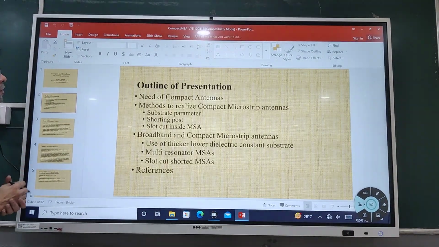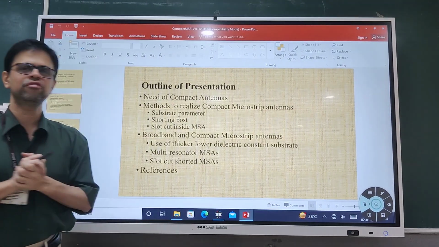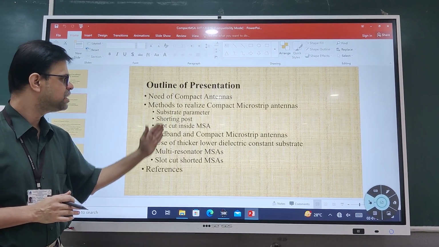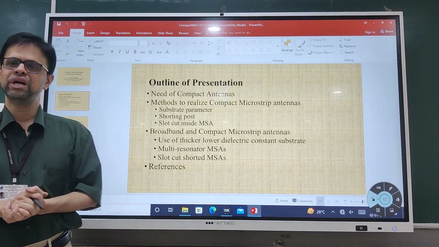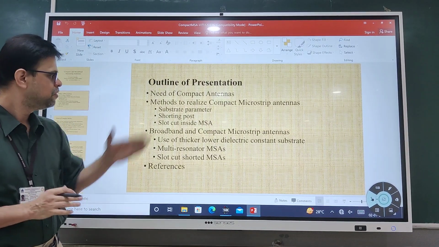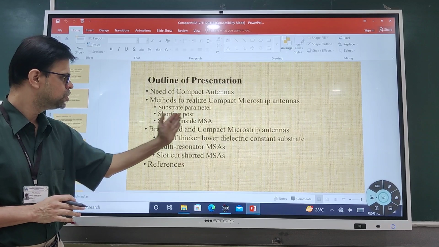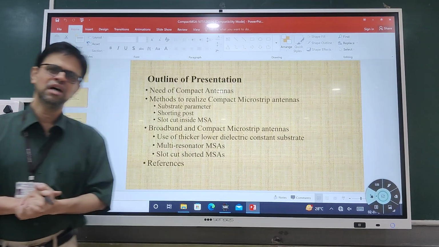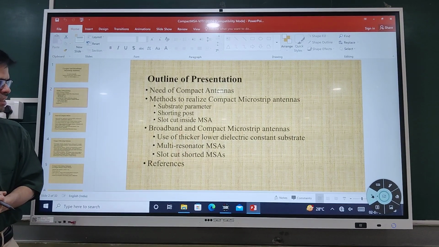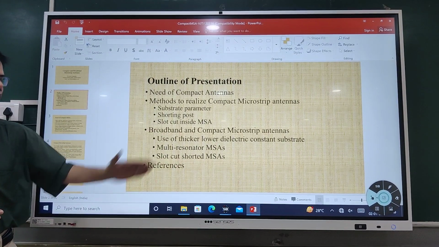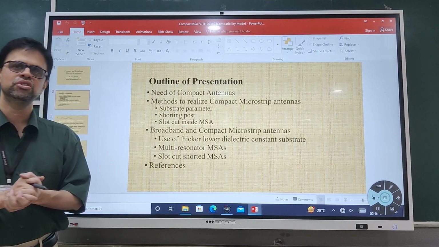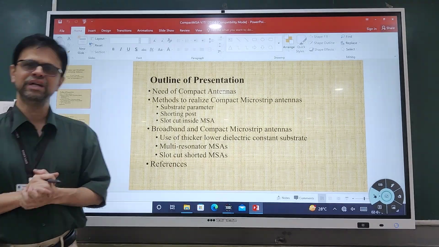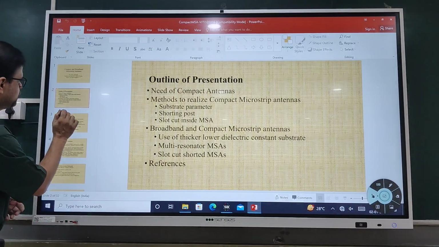So first is the need of compact microstrip antenna. Why is it required? Where is it required? Of course, there are different methods to realize the compact microstrip antenna, which are substrate parameter variation, shorting post, slot cut inside the microstrip patch. Of course, we will discuss this in detail in the following slides. And then, after covering different shorted variations of microstrip antenna, we will use different techniques which will enhance the bandwidth in microstrip design.